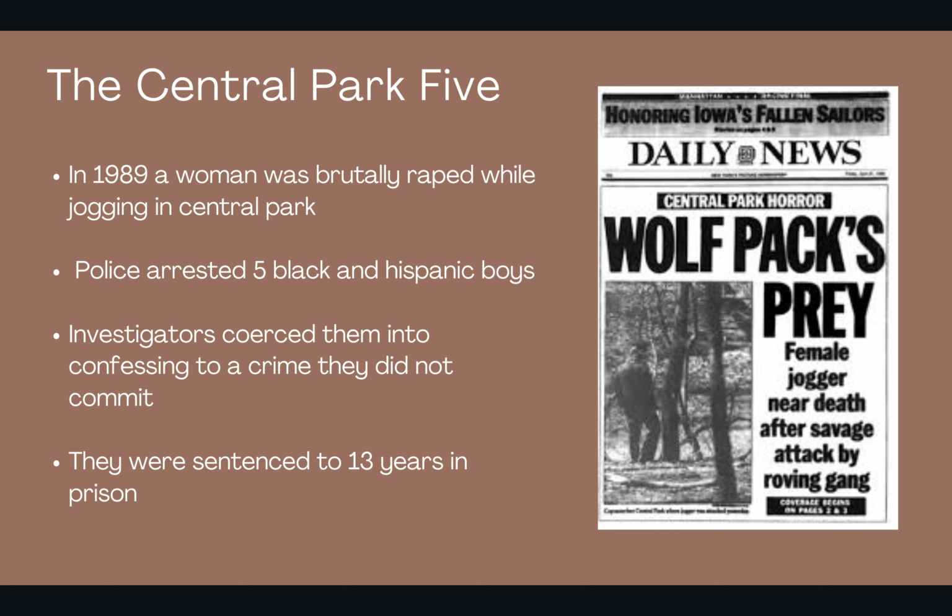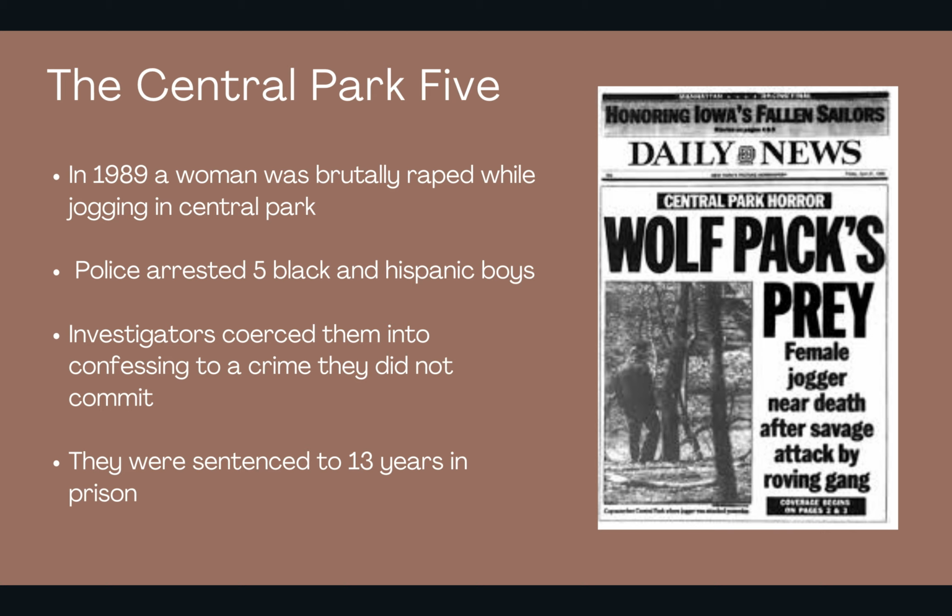crime. Kevin Richardson, Raymond Santana, Antron McCrae, and Corey Wise were brought to the police station where they were interrogated aggressively for countless hours without lawyers or parents present. The investigators coerced them to falsely confess to the rape and attempted murder of the woman. The investigators used violence, fear, and manipulation tactics against the boys to force them to confess.